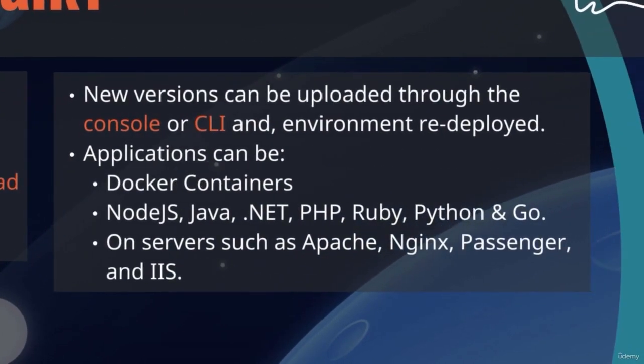If you need to change your code after you've deployed it, it's quite easy to upload new versions of that code. And that can be done through the console or the command line interface. And also complete environments can be redeployed if need be. Your application that you're deploying could be a Docker container. It could be raw code. It could be Node.js, Java, .NET, PHP, Ruby, Python, or Go. You just supply your code and Elastic Beanstalk will deploy that for you, and it will provision that Node.js or whatever environment for you automatically. Or it could be a service such as Apache, Nginx, Passenger, or IIS.